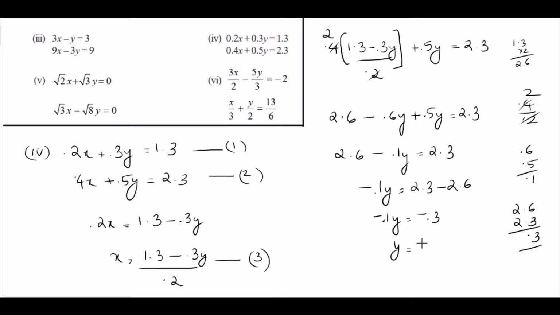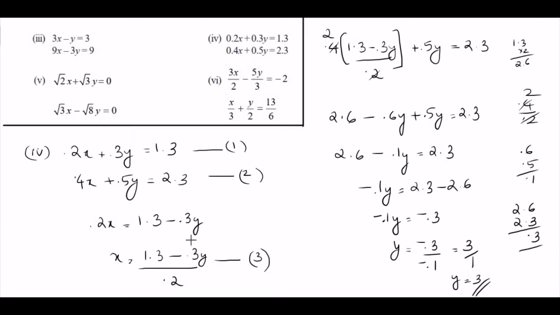So you get y is equal to negative 0.3 by negative 0.1. That is 3 by 1. When you multiply numerator and denominator by 10, you can remove the decimals, and then negative and negative is positive. So you get the y value as 3. So here the y value is 3.